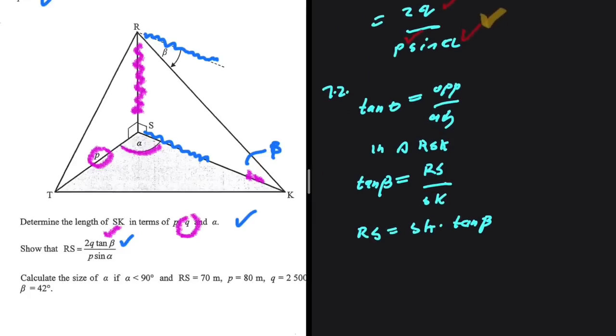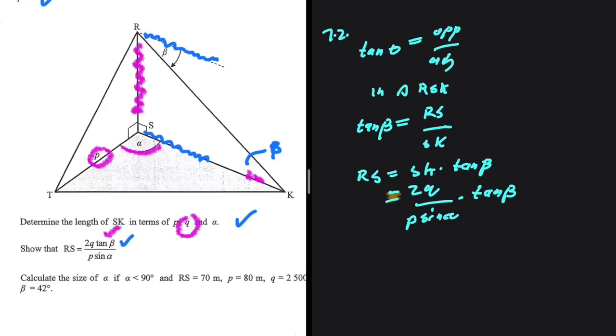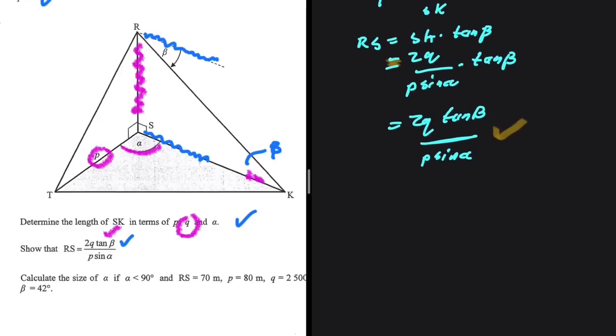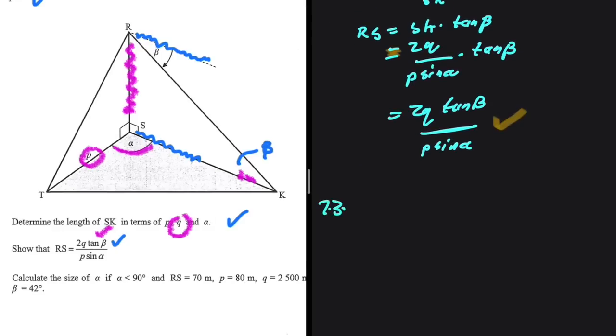So if we replace SK with that, we are going to have 2Q divided by P sine of alpha multiplied by tan of beta. So this is just equal to 2Q tan of beta divided by P sine of alpha. Exactly what we are required to show. That is 7.2. Let's take a look at 7.3.